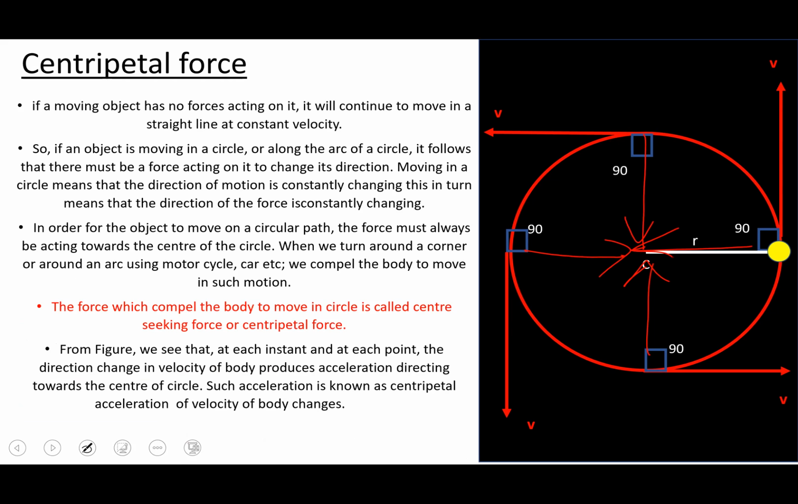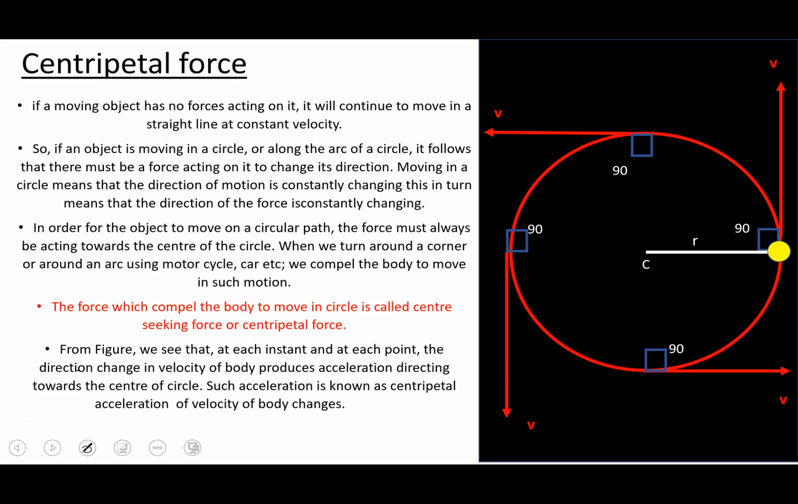When we turn around a corner or around an arc using a motorcycle, car, etc., we compel the body to move in such a motion. The force which compels the body to move in a circle is called a center-seeking force, or centripetal force, which is the same thing. The force which compels a body to move in a circular path is known as centripetal force.